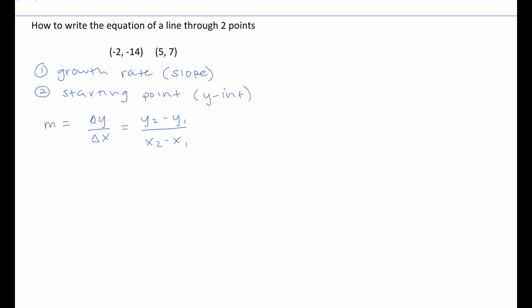But let's go up to our points here. We're going to label what we do know. So this is our first point. We have an x value and a y value. In our second point, we have an x value and a y value. So if you'd like to use this formula, we can just fill in what we know.